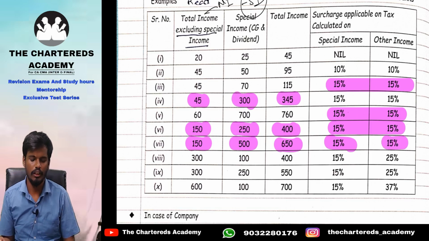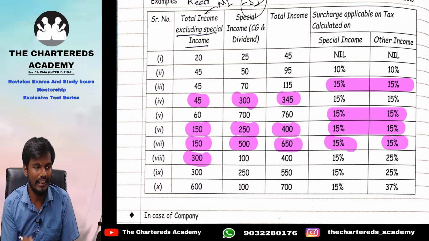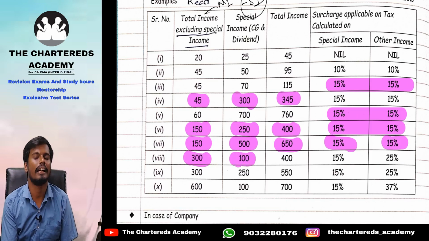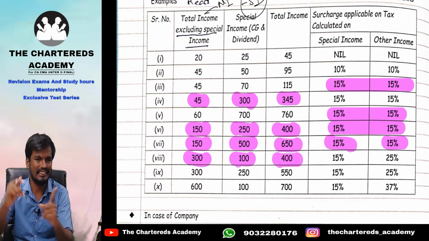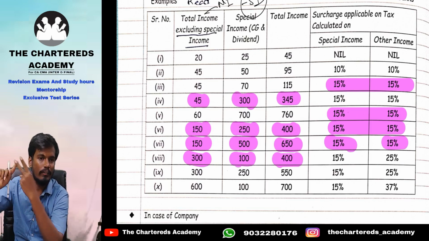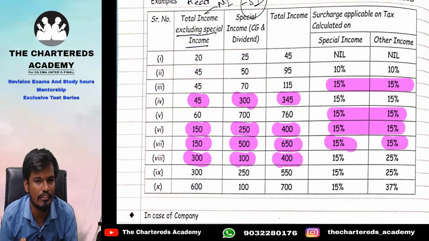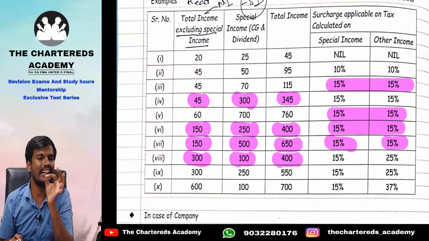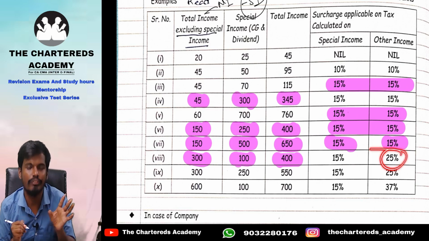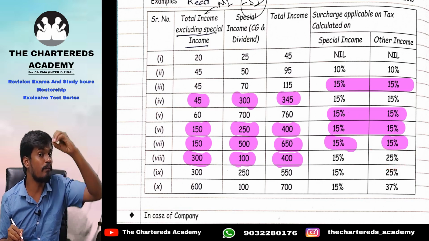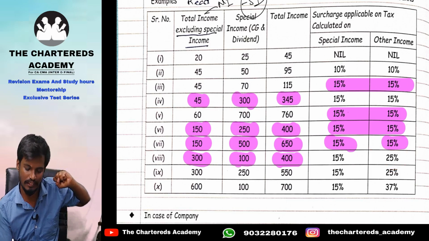Okay. Sir, your normal income is 300 lakhs. Your specified income is 100 lakhs. Total, sir, follow. Is your total income exceeding 2 crores or not? Yes, sir, my total income is exceeding 2 crores. Your normal income itself is exceeding 2 crores. So what is the surcharge rate on the normal income, sir? That is 25%. So what is the surcharge rate on the balance dividend, special income? It is 15%, sir.